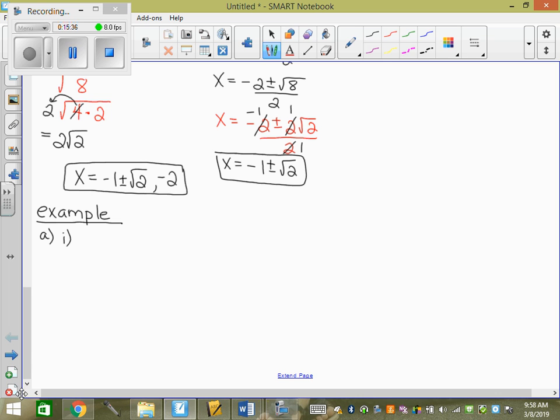A part, oh, A. P of x equals 12x cubed minus 16x squared minus 7x plus 6. I want you to do part 1, which is factor, and then part 2, which is solve.